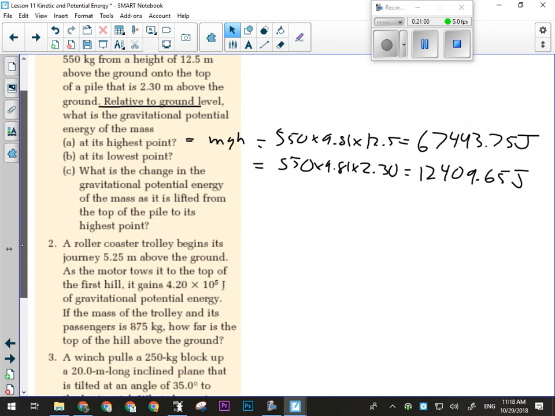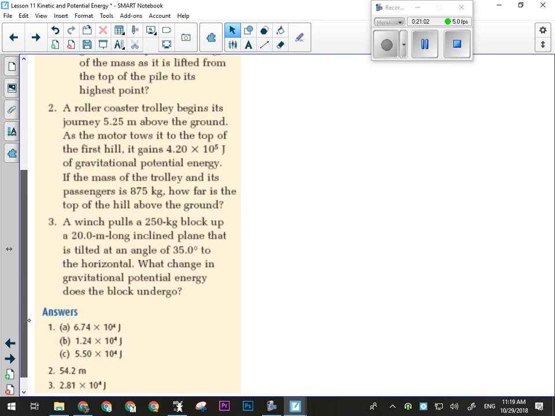Not too tough. Number 2 is also not very mathematically difficult, but is going to require you to read the question a little bit more carefully in order to get it right, and then try number 3 after that. So with this one here, the roller coaster begins its journey 5.25 meters above the ground. Then at the end, it says, how far is the top of the hill above the ground?